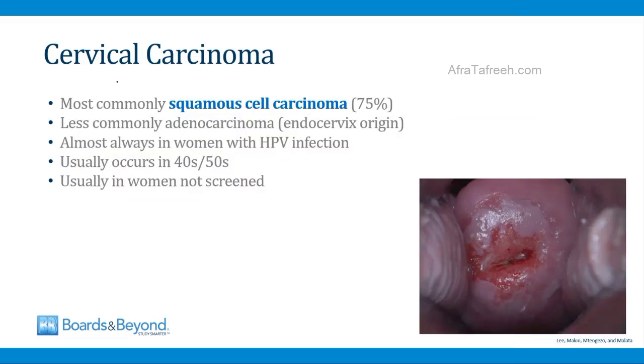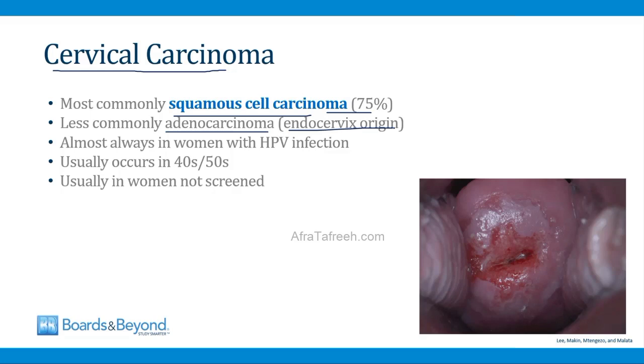And so when cervical neoplasia breaks through the basement membrane, we call that cervical carcinoma. And most cervical carcinomas are squamous cell carcinoma, about 75%. A smaller percentage are adenocarcinoma. This happens when the cancer derives from the endocervix, which is that columnar epithelium lining the cervical canal towards the uterus. And cervical carcinoma almost always occurs in women with HPV infection, as I mentioned earlier.